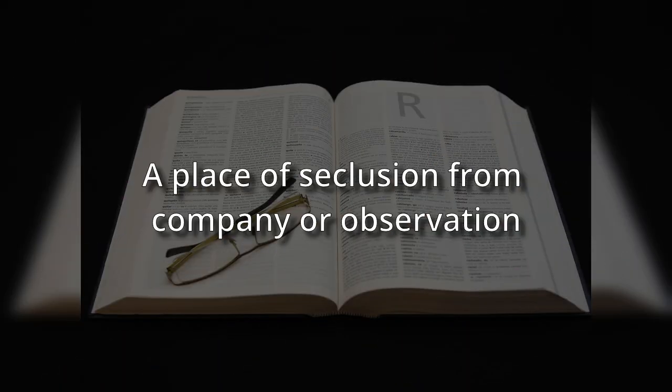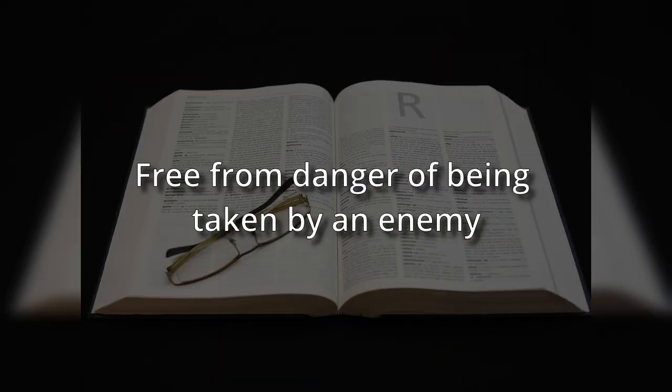Privacy is generally defined by not being observed. From Webster's 1828 dictionary, privacy is a place of seclusion from company or observation. However, the Fourth Amendment starts with protecting you, your home, and your stuff. It makes sure you're not unreasonably searched or seized, from making sure you are free from danger of being taken by an enemy. The one question we really need to answer then is, what is reasonable?